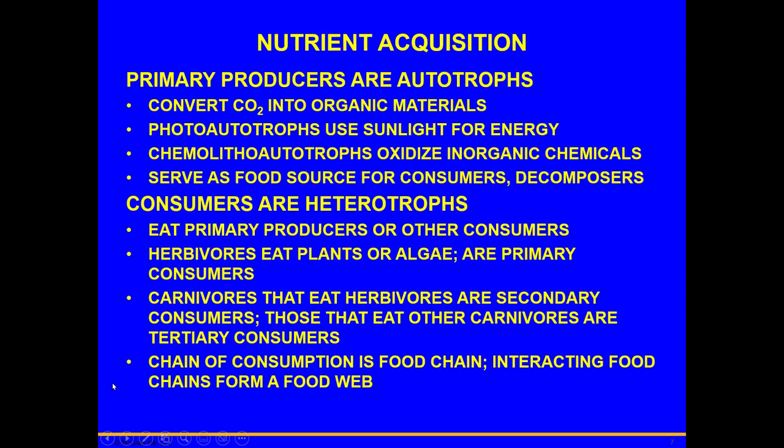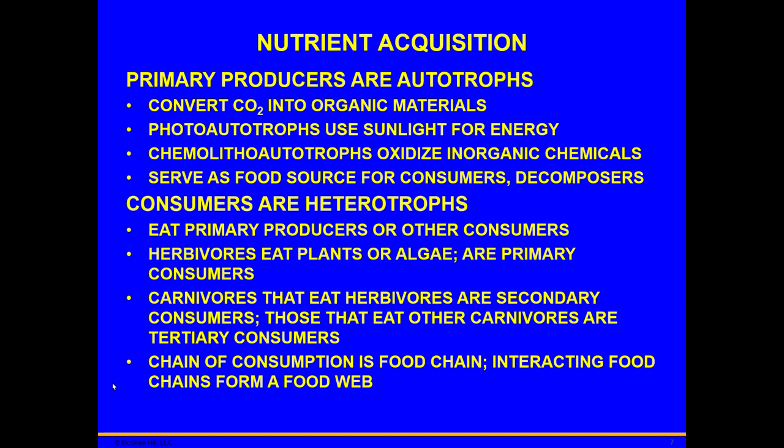Now, primary producers are what they refer to as autotrophs. In essence, they convert CO2 into organic materials. So they fix carbon into the basic organic materials they will need: glucose, fatty acids, etc. Where do they get the energy? Well, a photoautotroph, that tells you right off the bat, it uses sunlight for energy to do these duties. And chemolithoautotrophs, where they get their energy is from inorganic chemicals. They oxidize them. Primary producers serve as a food source for consumers and decomposers.